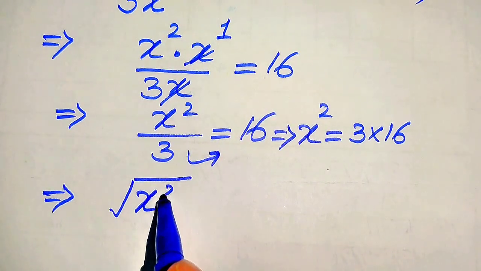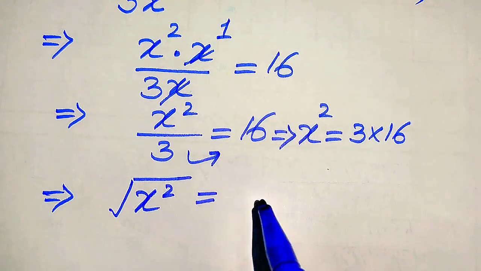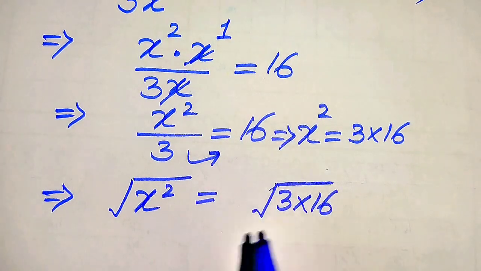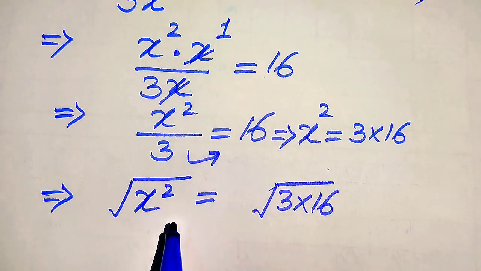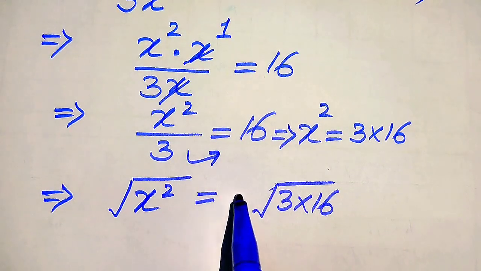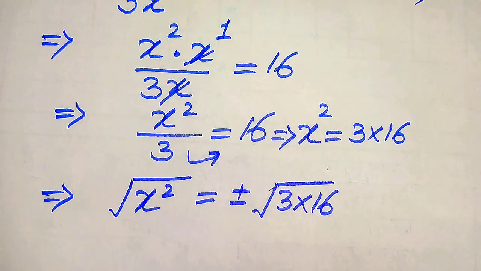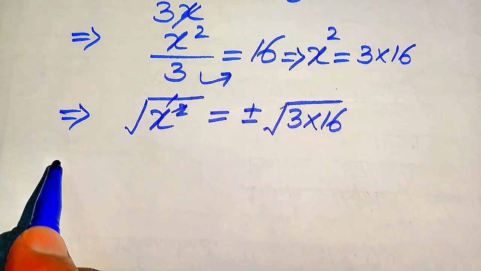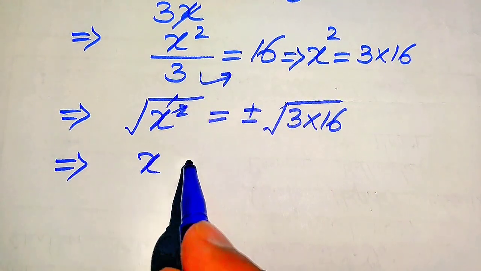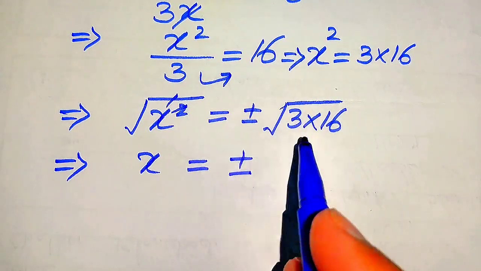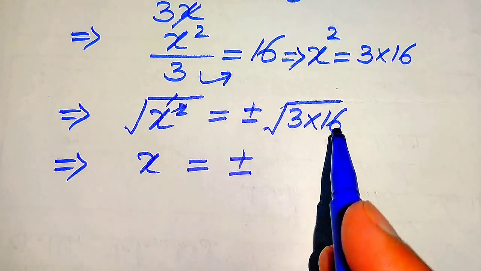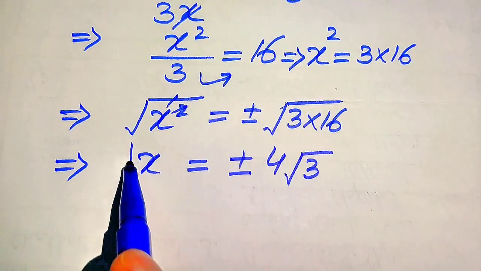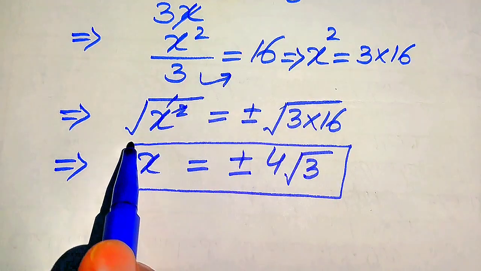So when you take the square root on both of the sides, it will be written as the square root of x squared equals the square root of 3 multiplied by 16. And you see here, because we take the square root on both of the sides, we write the plus minus sign on any one of the sides. So further in the next step, you see here this 2 and this square root are gone, and we will get x is equal to plus minus, and we know that the square root of 16 is equal to 4 times the square root of 3. So these are the two roots of the given equation.